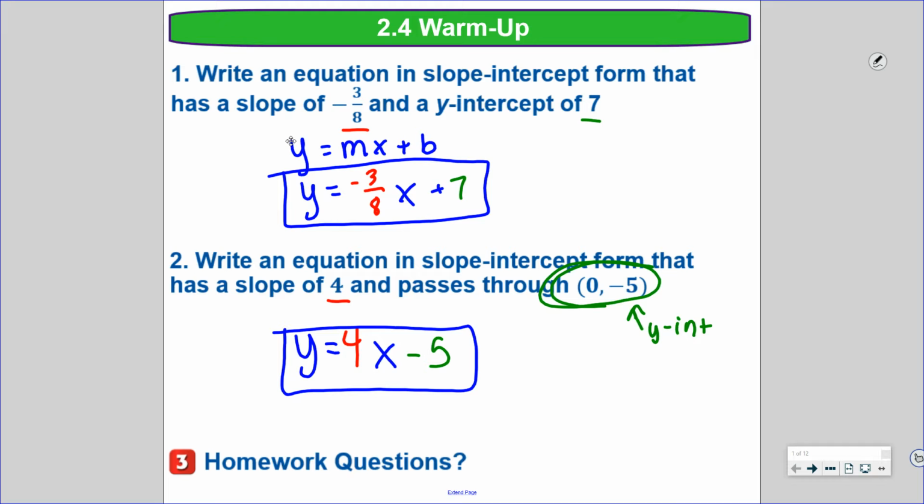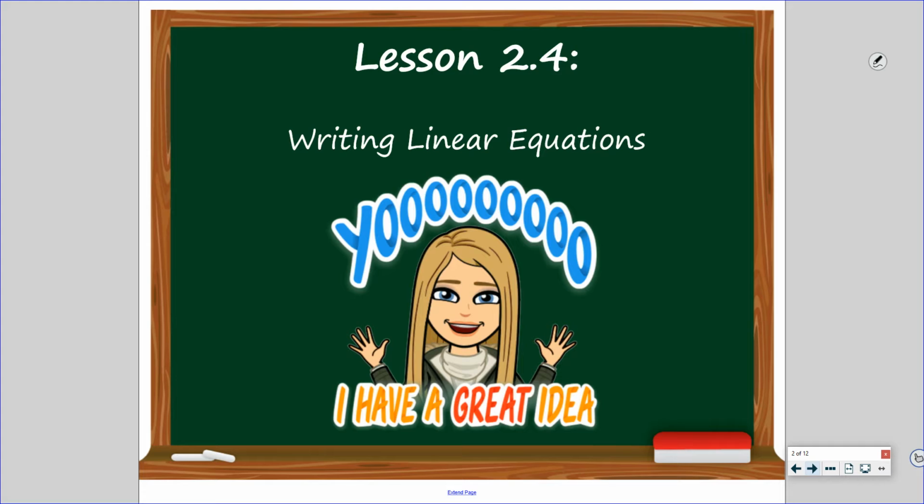Now we're going to get to ones where we're maybe not given the y-intercept, or maybe we're not even given the slope and how we can write equations. But this whole lesson is focused on writing linear equations. So no graphing. We're just writing equations, given different information, sometimes a word problem.